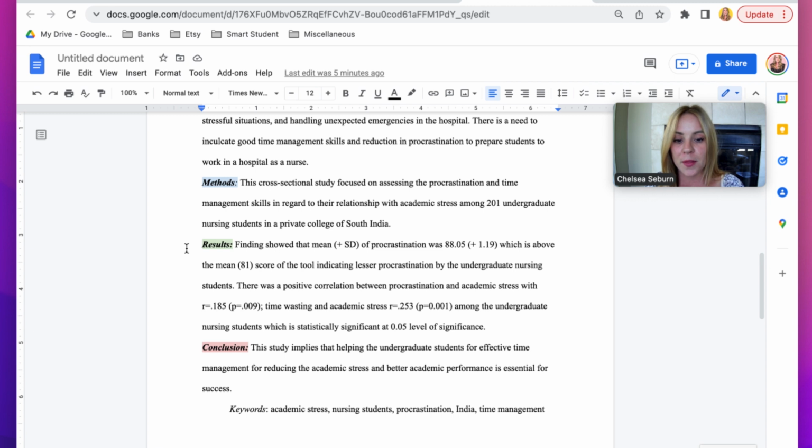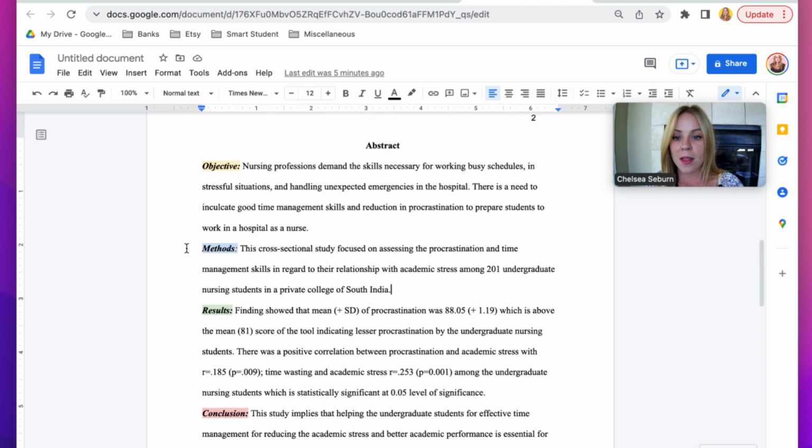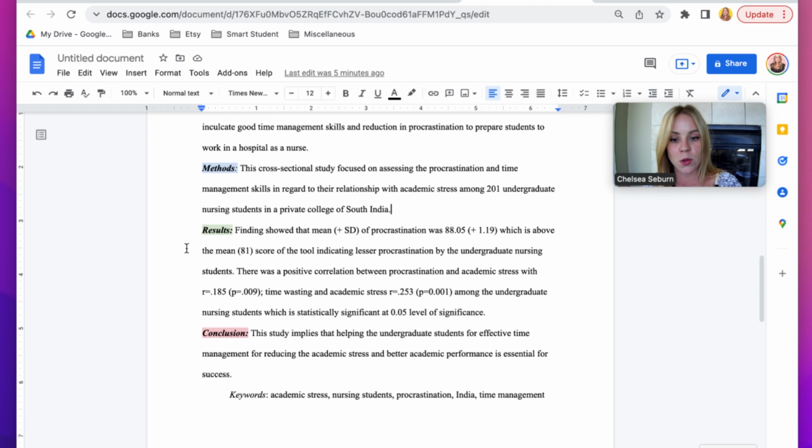So finally, the 4th component of your abstract is going to be your conclusion. So now that we know the objective, the methods, and the results, what was the conclusion? In brief, the conclusion of this research was this. This study implies that helping the undergraduate students for effective time management for reducing the academic stress and better performance is essential for success. Very simple. This is what the student concluded after doing their research.